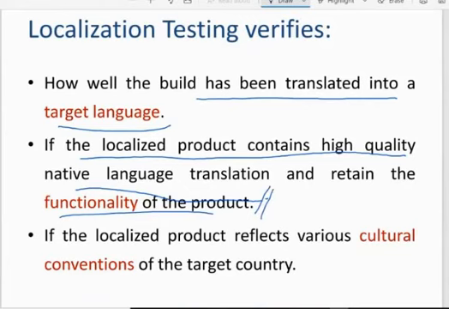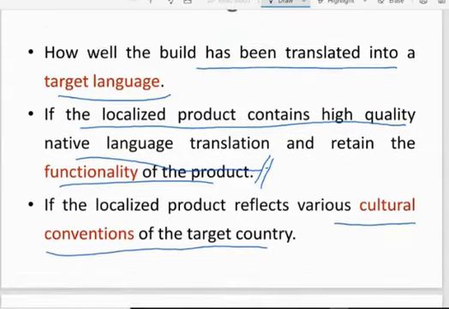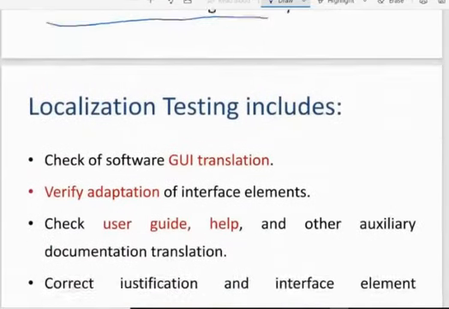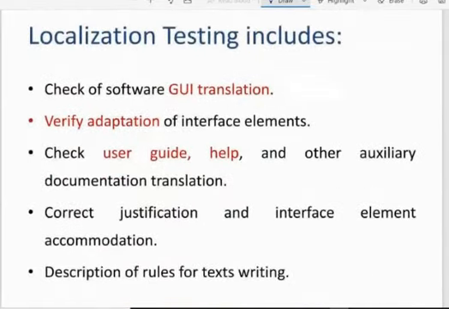So I'm able to cater to the needs of those people whom I have to target, and the language is added in a way that I'm able to give my product as it is without compromising on the overall functionality of my product. If the localized product reflects various cultural conventions of the target country, that would be an added advantage. So I expect I'll have some more number of users.